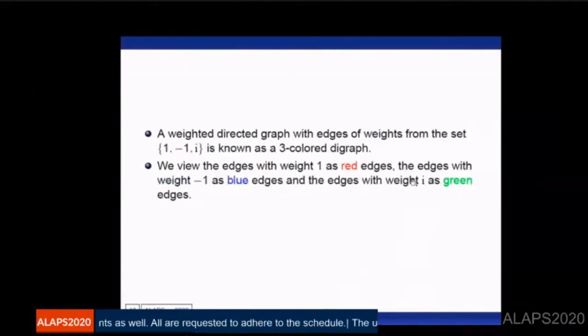Then, in particular, we consider those weighted directed graphs whose edge weights are from this set only, 1, -1, and i. And that type of weighted directed graph is usually known as a three-color diagram. The edges of weight 1 will be viewed as red edges, the edges of weight -1 as blue edges, and the edges of weight i as green edges. It is just how we view them, nothing else. It has nothing to do with the coloring of a graph.